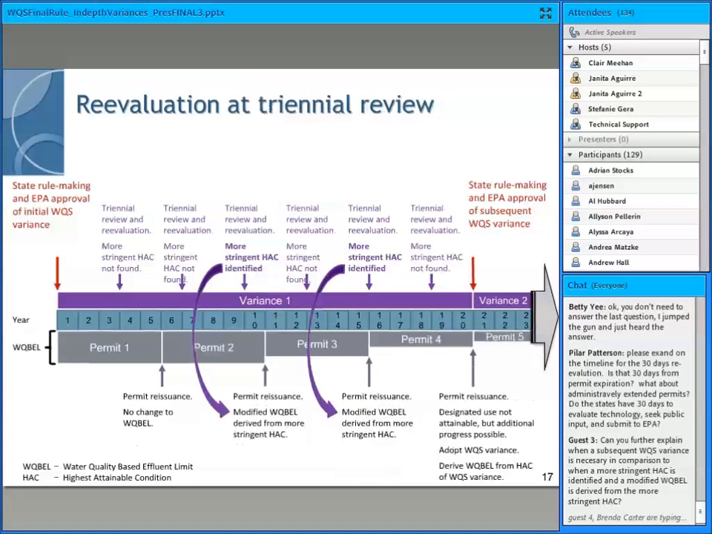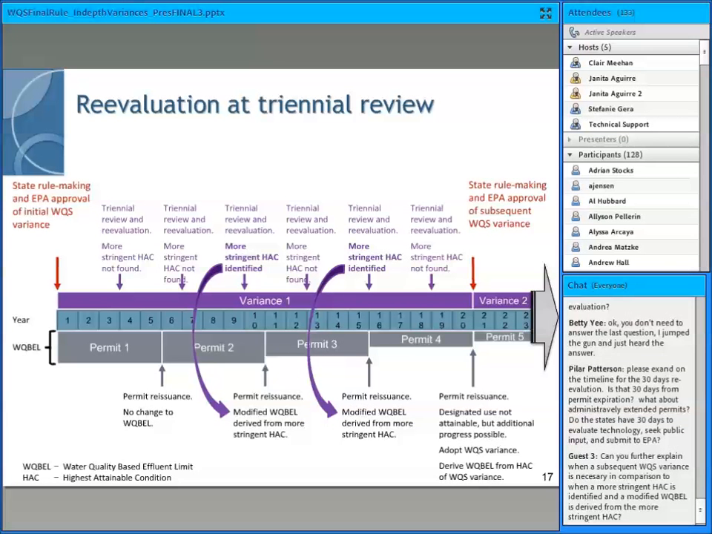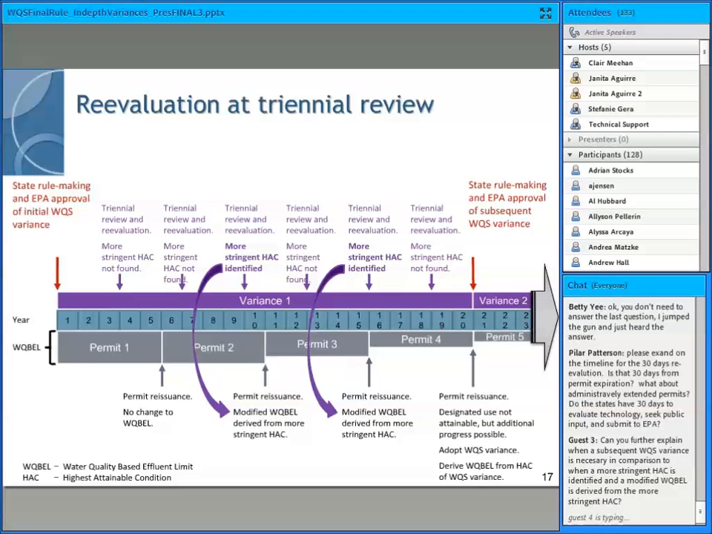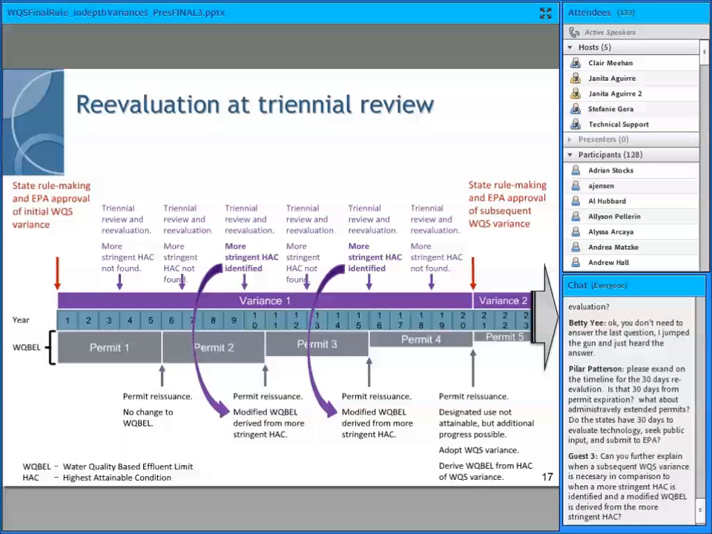This slide shows how water quality standards variance reevaluations could work if a state chooses to establish a 3-year reevaluation schedule synchronized to their triennial review schedule. The scenario is the same as the scenario illustrated in the previous slide, except that the variance reevaluations occur during each triennial review rather than permit reissuance.